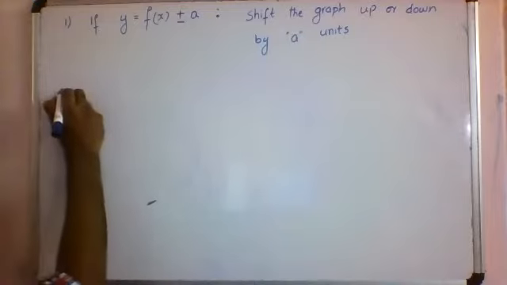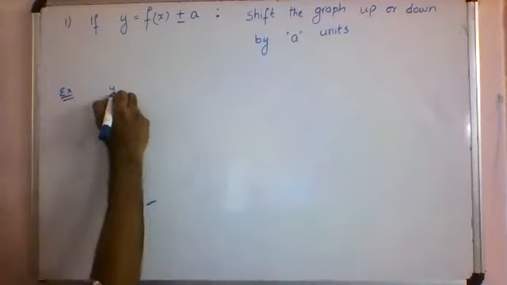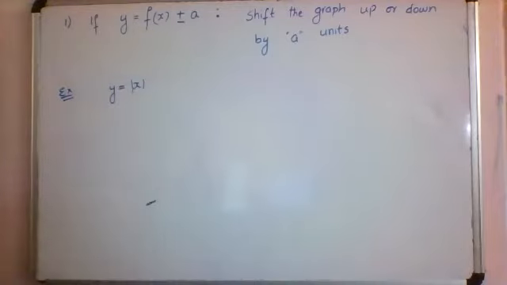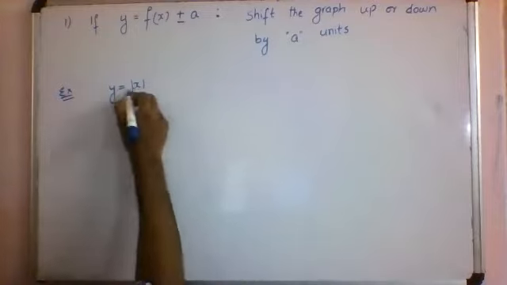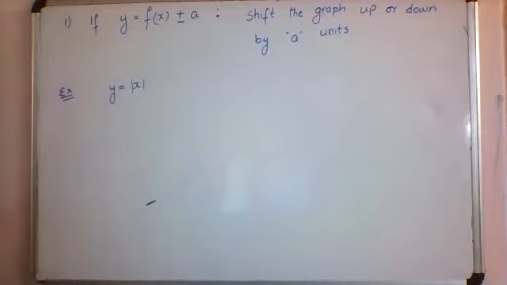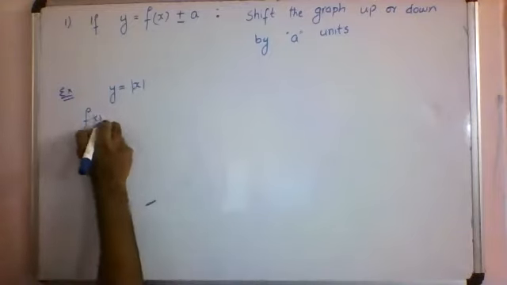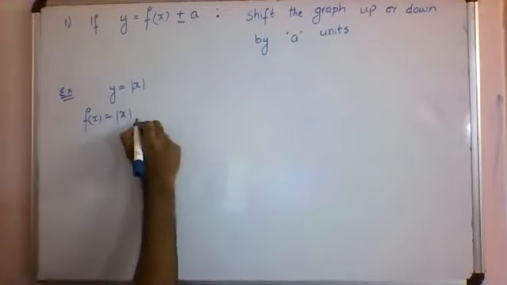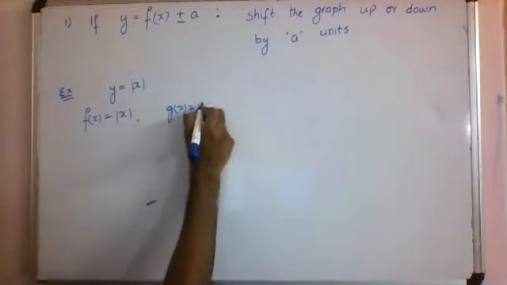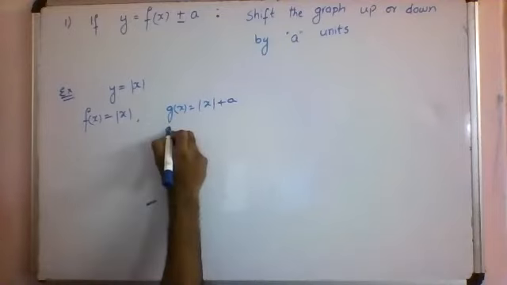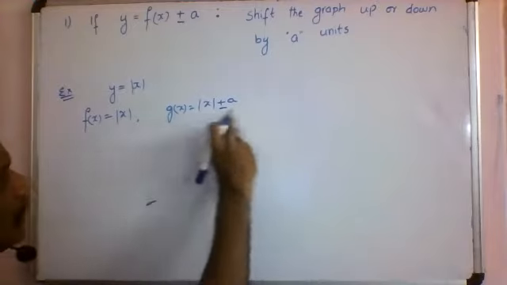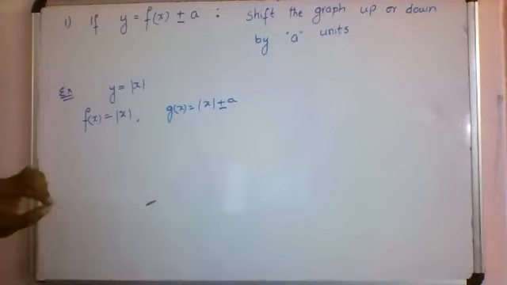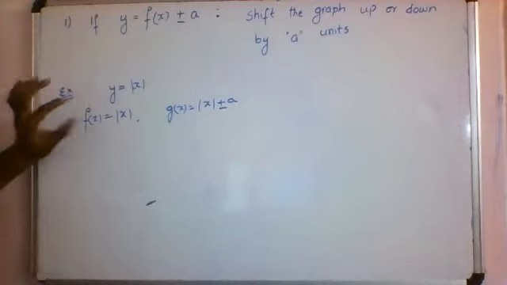For example, I take y is equal to mod x. If f of x is equal to mod x, from that you have to write mod x plus a once and mod x minus a another time. So our intention is to draw this graph by using the basic graph.